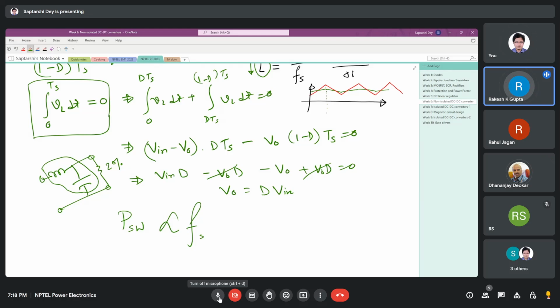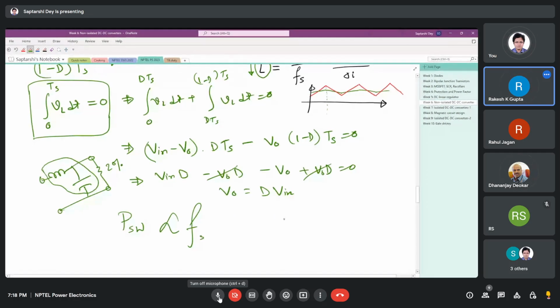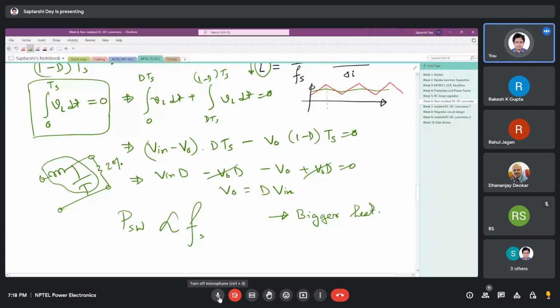But due to the increase in switching losses, you have to put a bigger heat sink. A bigger heat sink is not a very good solution. What I am saying is that, yes, you are saving the switch by using a bigger heat sink, but at the end your efficiency is dropping.